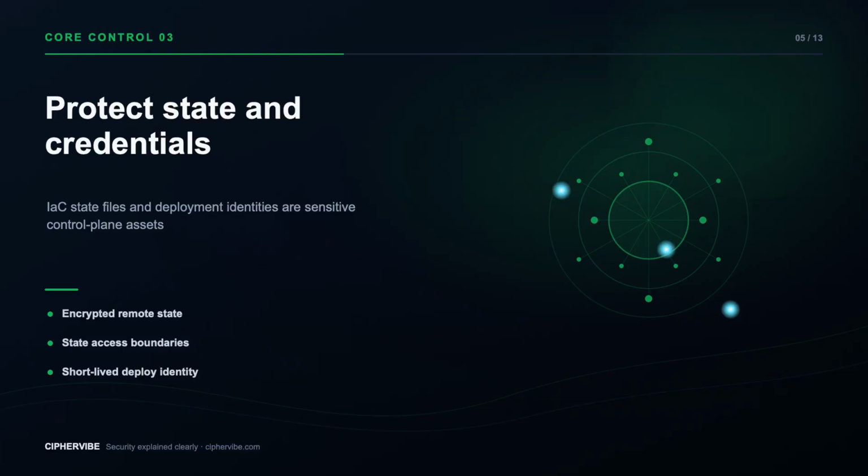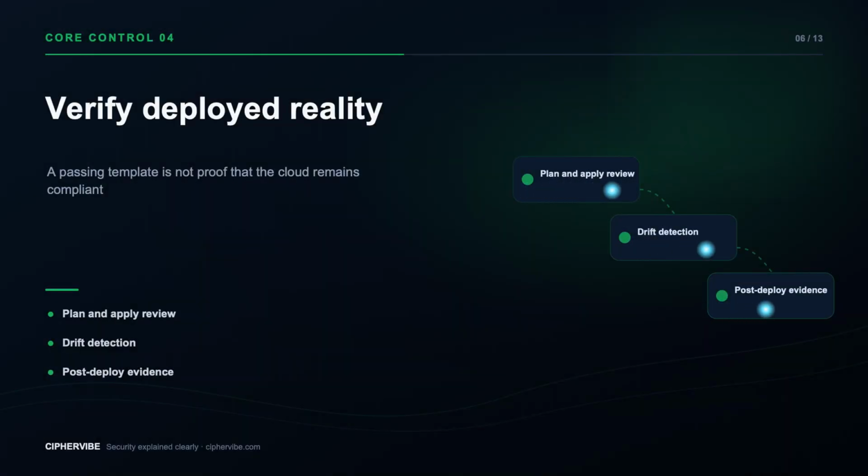The third building block is protect state and credentials. Store state in protected, encrypted remote backends with least privilege access, locking, retention, and audit logs. Use short-lived deployment identities and prevent secrets from entering configuration, state, plans, or build logs whenever a managed reference is available. The fourth building block is verify deployed reality.